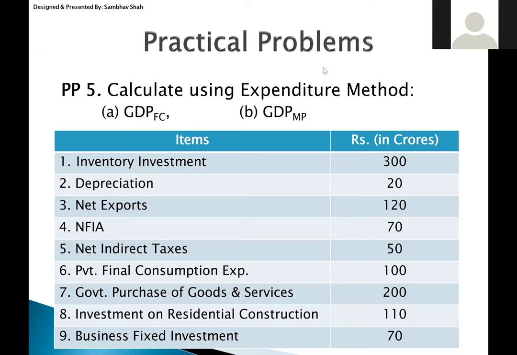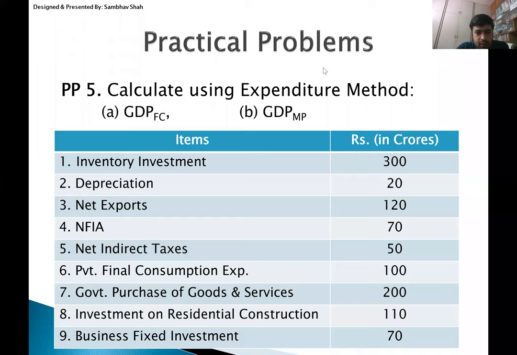Yes, Yashraj. You've raised the hand. Yes, Harshal. Sir, GDP at MP 900 and GDP at FC 850. Okay, same answer. Any different answer than this? Aditi? Yes, sir. So I got the same answer. It's 900 and 850, MP and FC. Okay, fine.